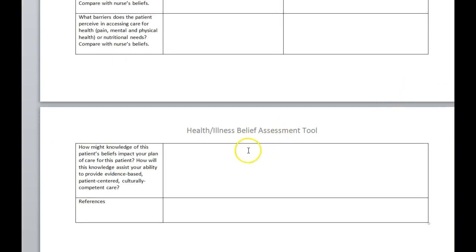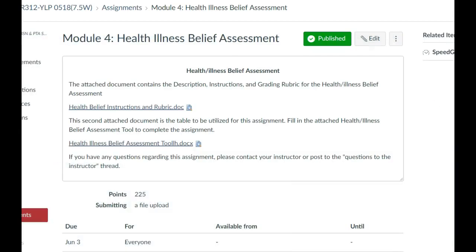And then here is your summary. How might the knowledge of this patient's beliefs impact your own plan of care? And in doing this assessment, how has that possibly made you more aware of your own thoughts and feelings about patient care? How will you change, possibly, to provide more evidence-based patient care? Down here are your references, and again you need to have 2 scholarly references.